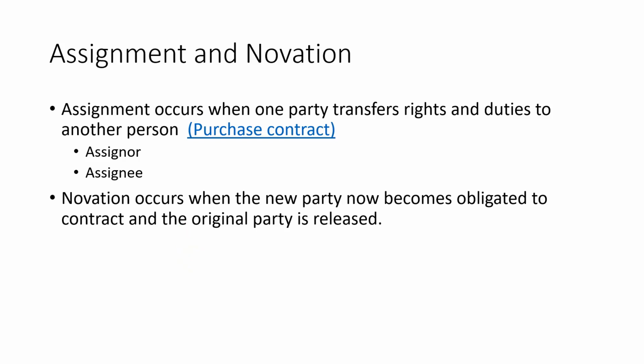Assignment and novation. Assignment occurs when one party transfers rights and duties to another person. We see this on a purchase contract. The buyer may want to assign the buyer's rights and duties to somebody else and substitute as a buyer. That person would be the assignor, and the person receiving the new rights and duties, the new buyer, would be the assignee. If we want to relieve the original buyer of the obligations to the contract, then we have to have a novation clause or agreement in the contract to release that person and make the new buyer totally responsible.